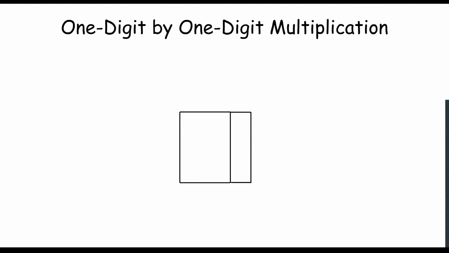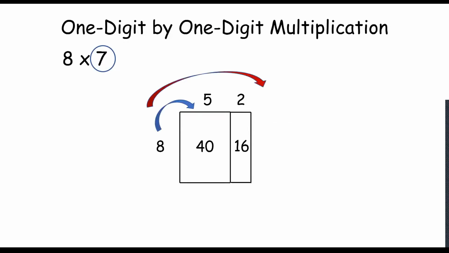For instance, let's begin with an example of a one-digit by one-digit multiplication. A student may consider 8 times 7 as two simpler problems by decomposing the 7 into 5 and 2, and then multiplying 8 times 5 to get 40, and 8 times 2 to arrive at 16. The 40 and 16 can then be added together to equal 56. This area model connects to the distributive property.